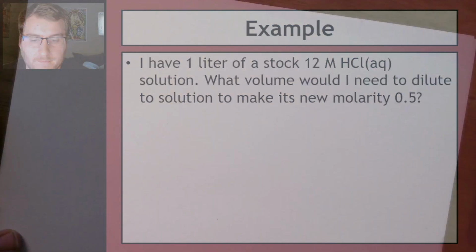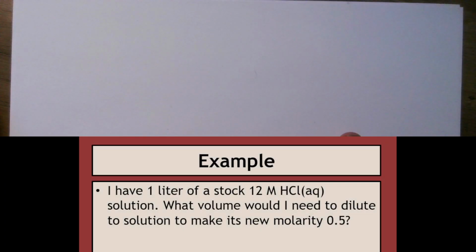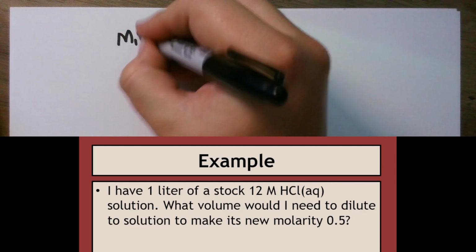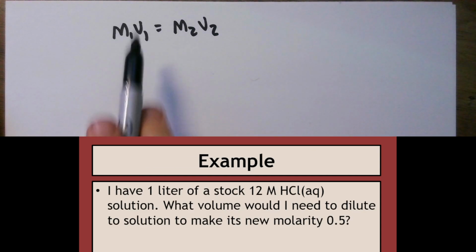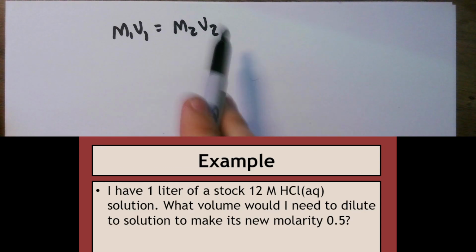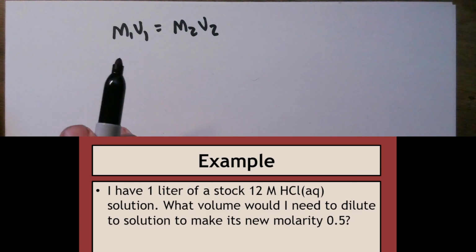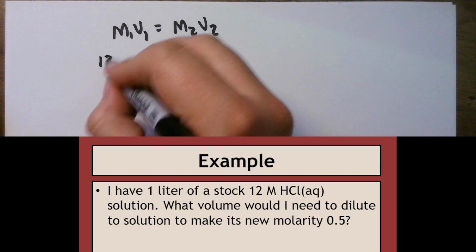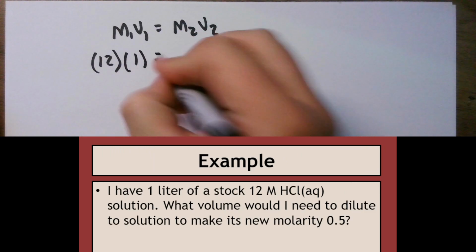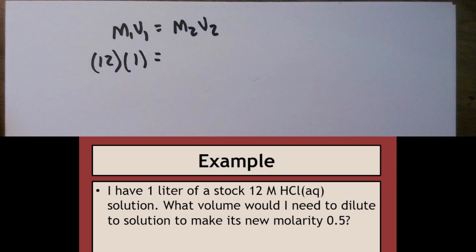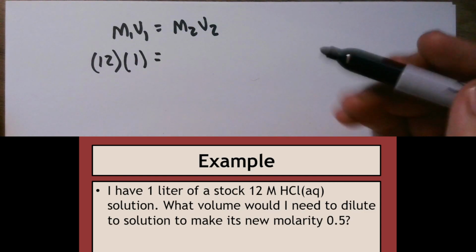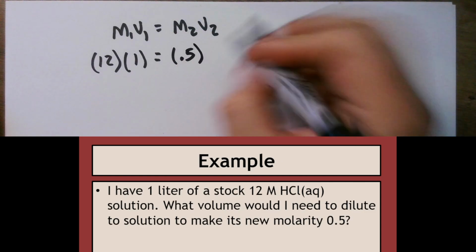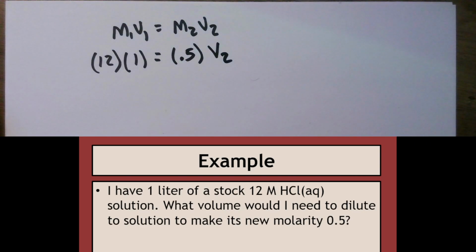Okay. So I'm going to do M1V1 equals M2V2 because I'm dealing with a dilution here. Anything about my original sample will go over here on the left. Anything about my new sample will go here on the right. So I have 1 liter of stock solution, so I'm going to plug in its molarity is 12, and I have 1 liter of it. So both of those will go on the left side. I want its new molarity to be 0.5, and I want to know what volume I would need to make this solution to make it 0.5 molarity.